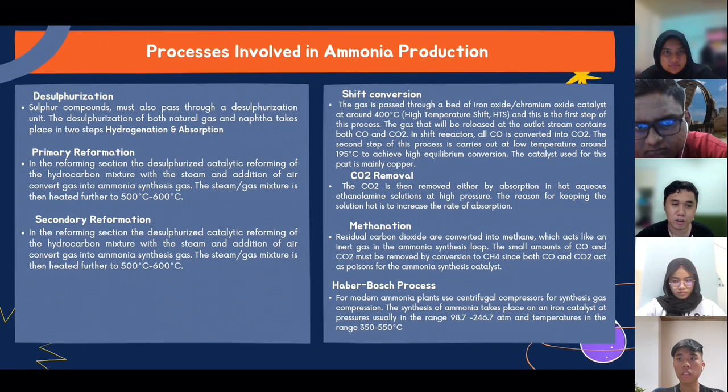The next step is the CO2 removal. CO2 will then be removed by absorption in hot aqueous ethanolamine solutions at high pressure. So this is to ensure that the solution is hot to increase the rate of absorption.